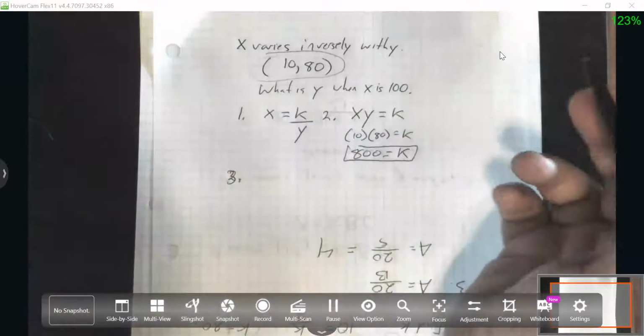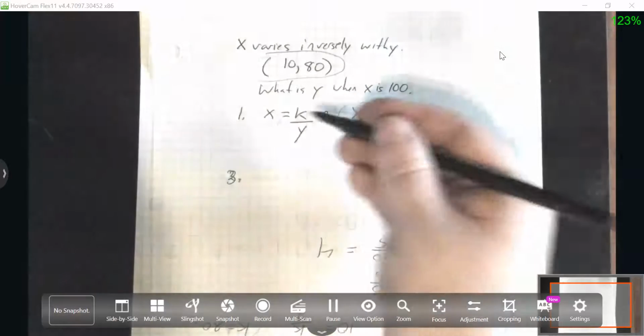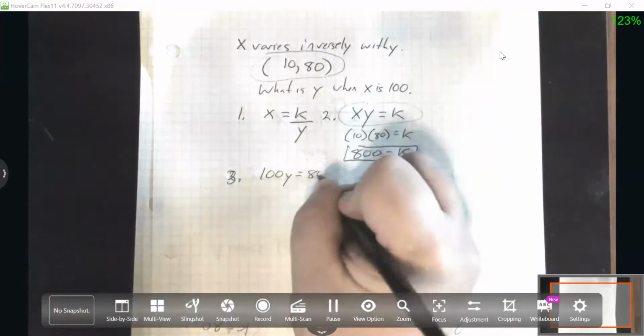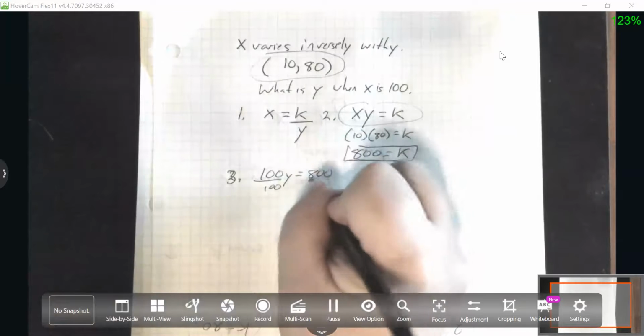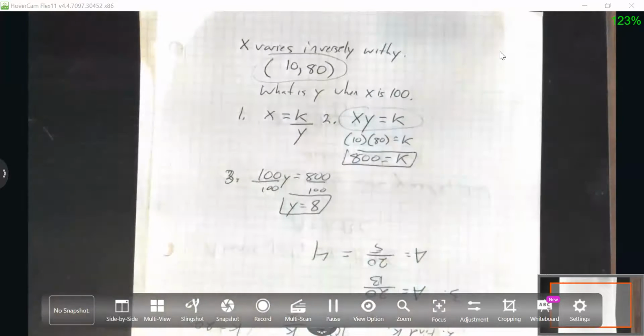So they want to know what is Y when X is 100. Maybe I'll keep using this version this time. It doesn't matter. You can go back to this one. So we have 100Y is equal to our 800, and I can solve for Y. I get Y is equal to 8. So it's still those same distinct steps. Come up with the equation. Use the information they give you to find a K. And then find whatever they ask you to find.